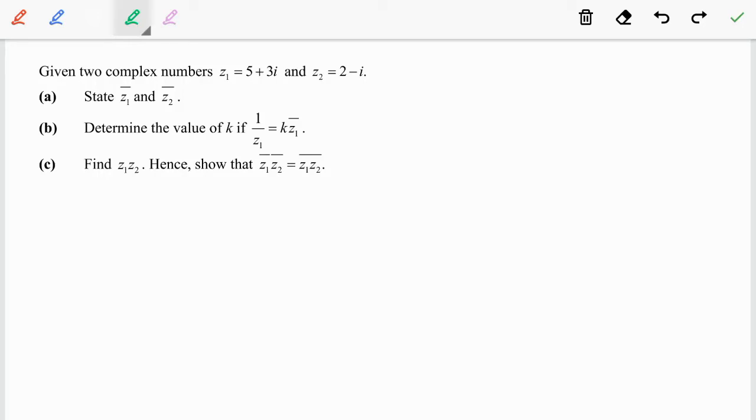In this video, we are going to learn how to find complex conjugate of Z1 and Z2, how to find the values of K involving equations with complex number, and find Z1 and Z2 and then show the properties of conjugate of complex numbers.